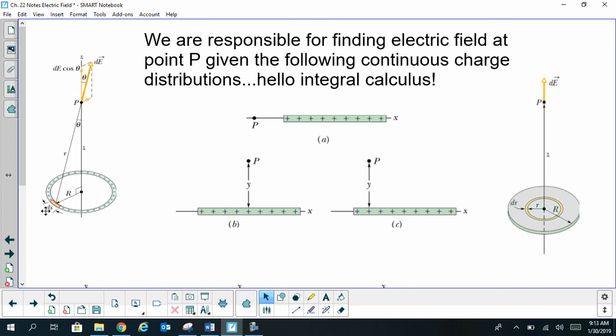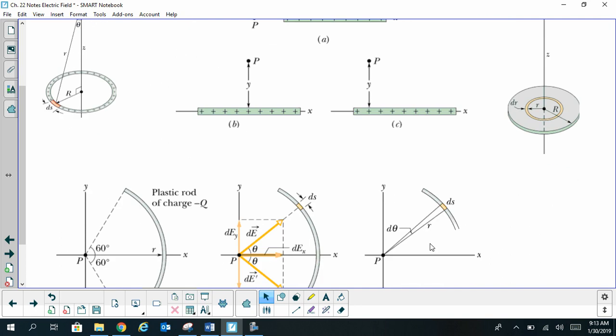So one of them is if we have a ring of charge, we should be able to, by the time we're finished, find the electric field at any point along that central axis, that is the central z-axis. If we have a line of charge, we should be able to find the electric field at this point P here, or this point P anywhere at some distance from that charge line. Also, we have a disk of charge here, so we should be able to find the electric field at this point due to that disk of charge, which is going to have a lot of similarities to this ring of charge, if that makes any sense to you.